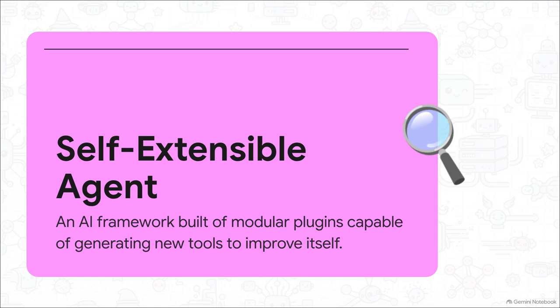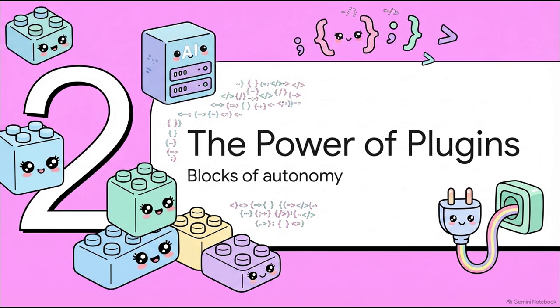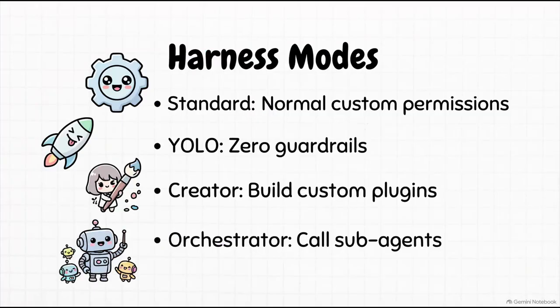And because it's wired this way, the agent can actively modify its own inner loop and actually whip up new tools to improve itself. Which brings us to Section 2, the power of plugins. Let's talk about these awesome Lego-like building blocks of autonomy. DeepSeek's harness is so much more than a simple chat window. Right out of the gate, you have these distinct modes you can jump into. You've got standard mode for your normal sessions, YOLO mode if you just want to rip off all the guardrails, creator mode for building your own plugins, and this is incredible, an orchestrator mode where you can actually call upon other AI coding agents to do the heavy lifting for you.